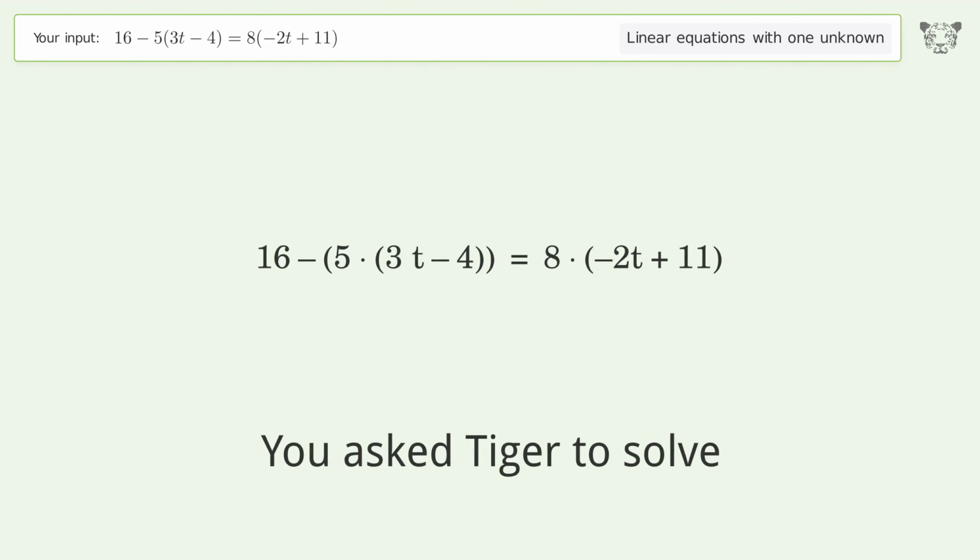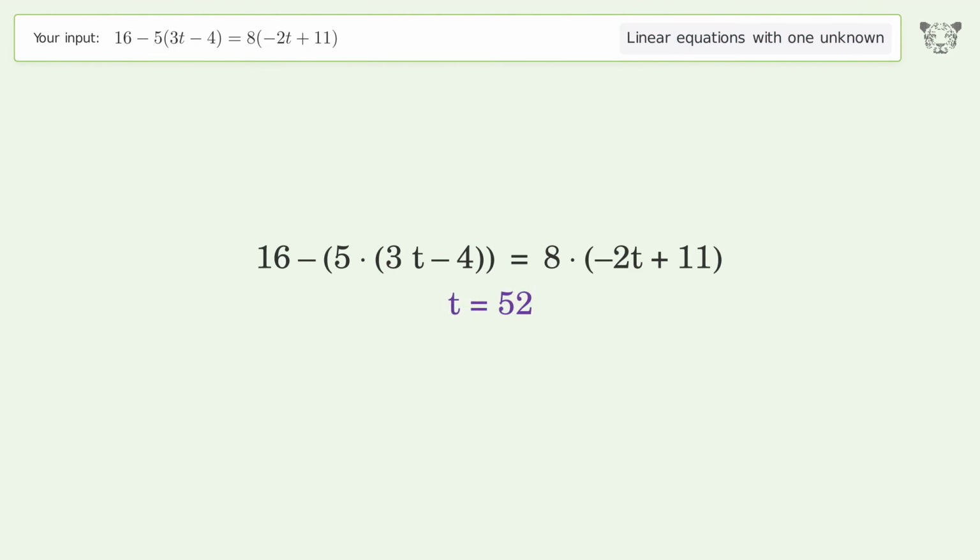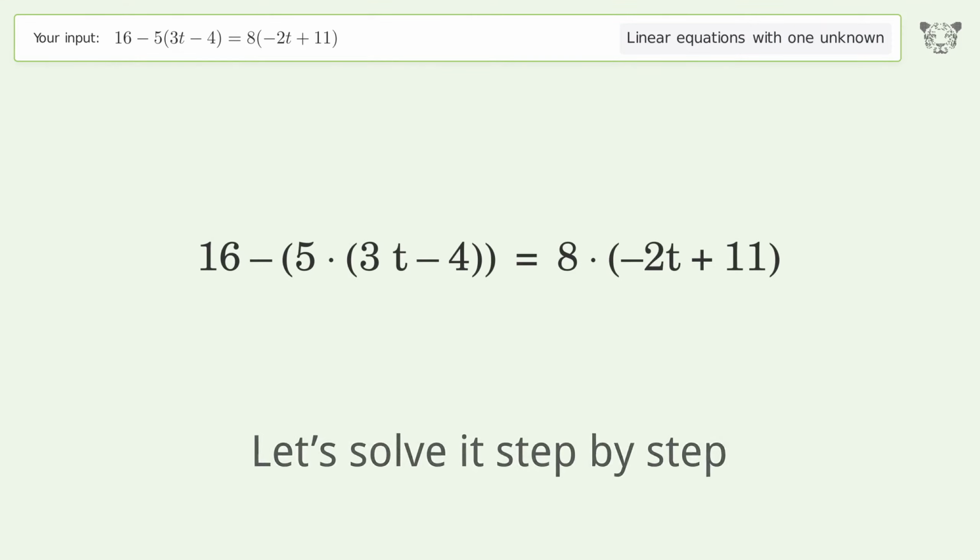You ask Tiger to solve. This deals with linear equations with one unknown. The final result is t equals 52. Let's solve it step by step.